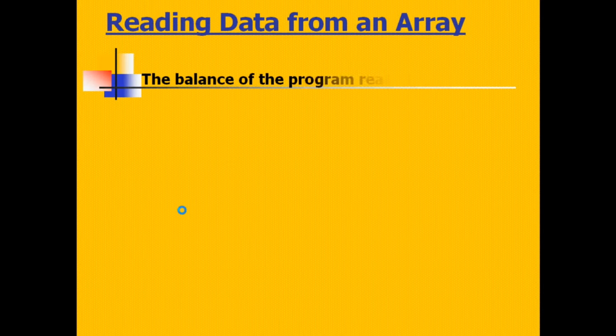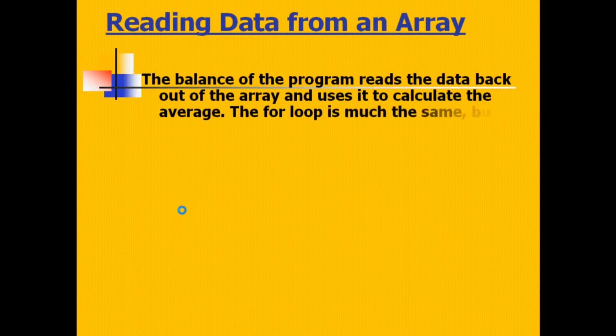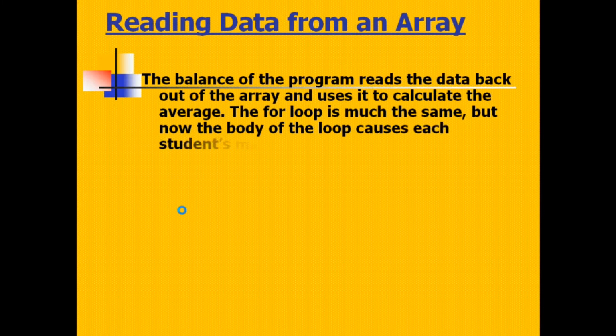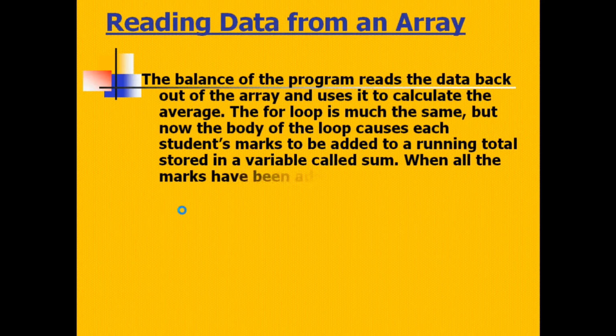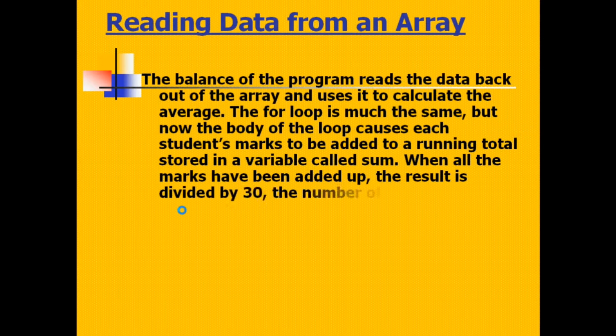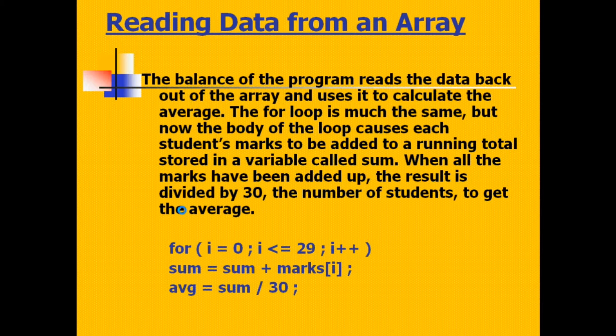After this, we come to reading data from an array. The balance of the program reads the data back out of the array and uses it to calculate the average. The for loop is much the same, but now the body of the loop causes each student's mark to be added to a running total stored in a variable called sum. When all the marks have been added up, the result is divided by 30, the number of students, to get the average.